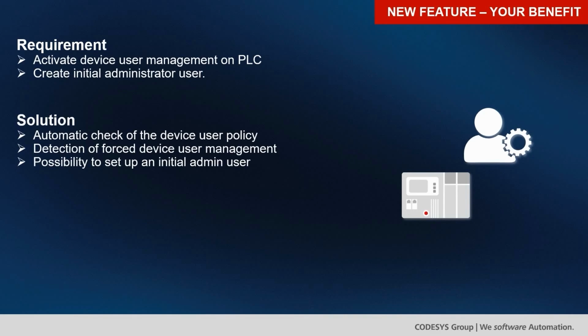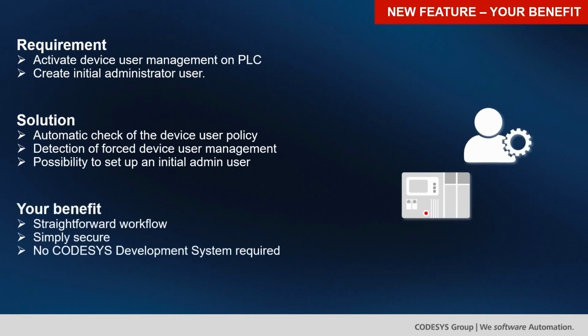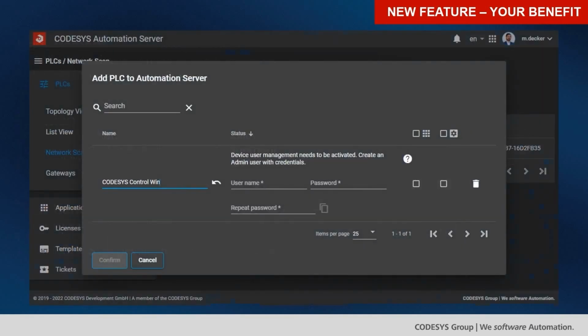Once you try to connect the PLC, the automation server automatically checks the device user policy. If it is found that a device user management is required, the automation server offers you the possibility to set up an initial administrator user. This workflow is really straightforward. It's as simple as secure, and also here, no CODESYS development system is required.